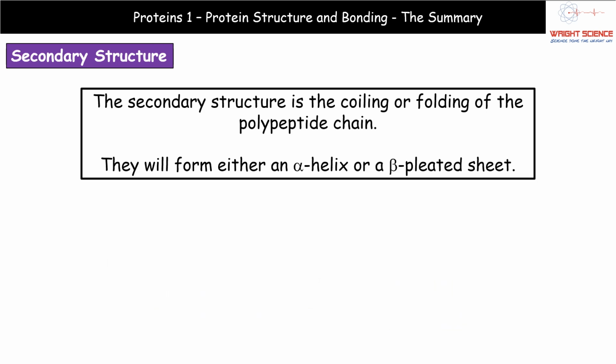The secondary structure, our second level here, this is either the coiling or folding of our polypeptide chain. So a single polypeptide chain, it's looking to see what's happening to it. Is it going to be coiling into what we call an alpha helix, or is it going to form a beta pleated sheet? So your secondary structure, coiling or folding into either an alpha helix or a beta pleated sheet.